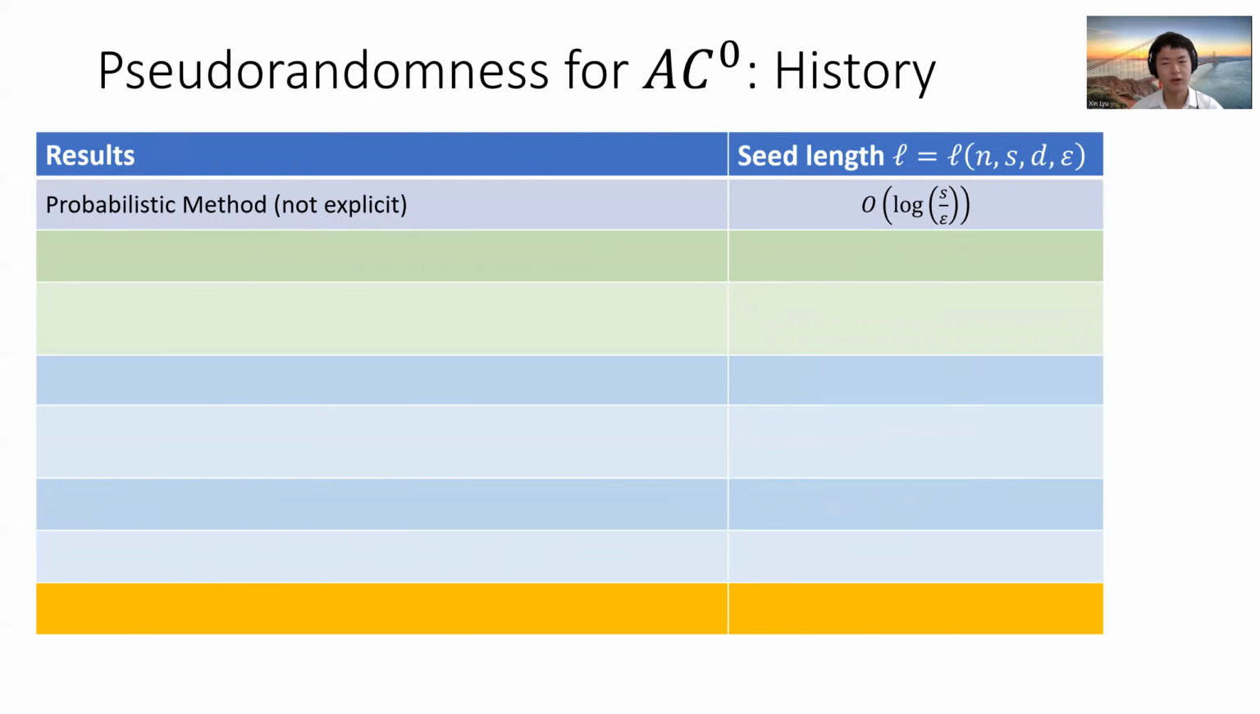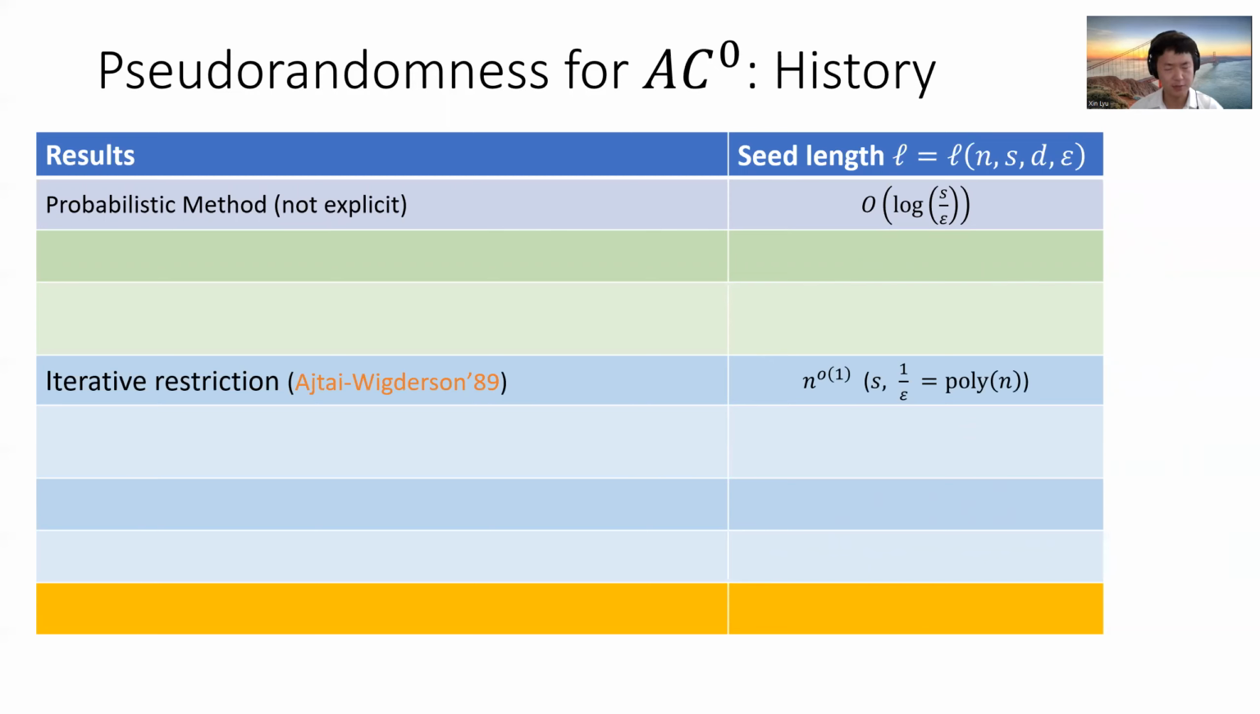There is a long line of work seeking better and better constructions of PRGs for AC0 over the past 30 years. Let us review this line of work first. First of all, by the probabilistic method, we know there exists an epsilon error PRG for size S circuits with seed length log S over epsilon, which is independent of the depth D. However, the probabilistic method only promises the existence of such a mapping G. It does not tell us how to find a polynomial time computable one.